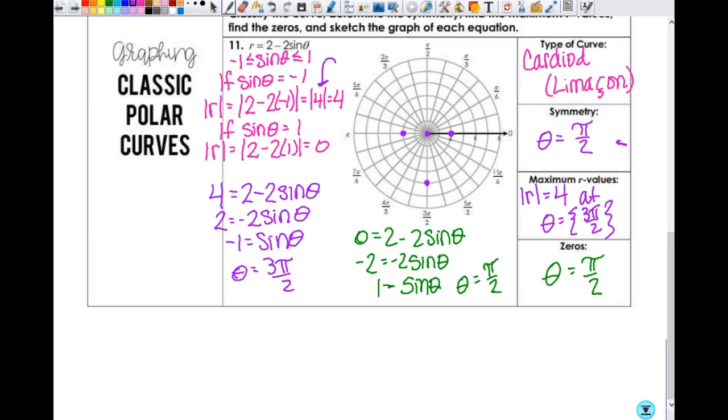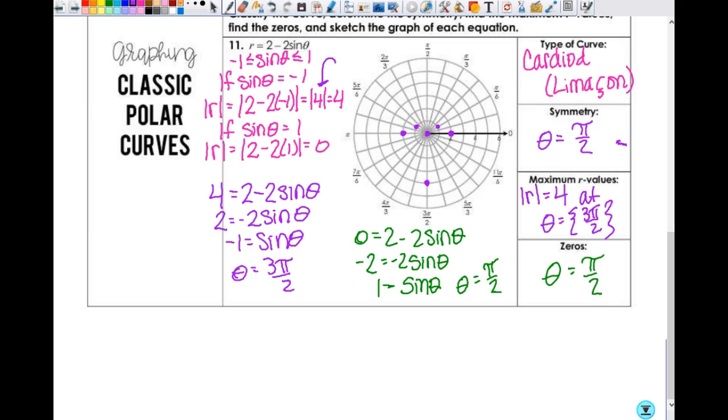So then I'm going to go around and we can just use what I would consider the easy values. The prettiest value for sine would be pi 6, right? What's the sine of pi 6? 1/2. We don't have to worry about the square roots and stuff. So the sine of pi 6 is 1/2. 1/2 times a negative 2 is negative 1. So 2 minus 1 is 1. So at pi 6, I'm at 1. Because of the symmetry, at 5 pi 6, I'm also at 1.